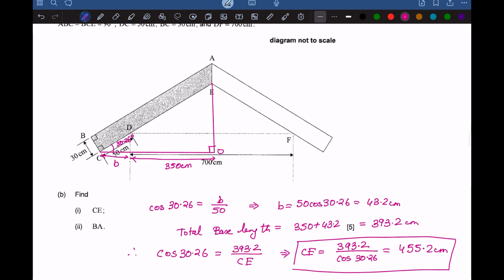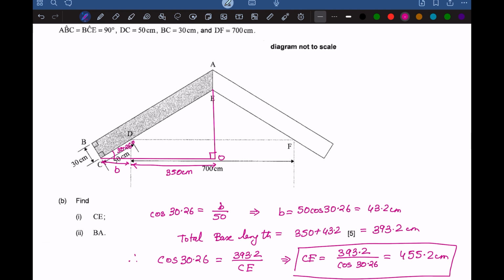Next, we have to find the length BA. I know the length of CE, right? From CE, if I drop a perpendicular on this line BA, this length will be equal to this length. We just have to find this small section here. So this point is P.